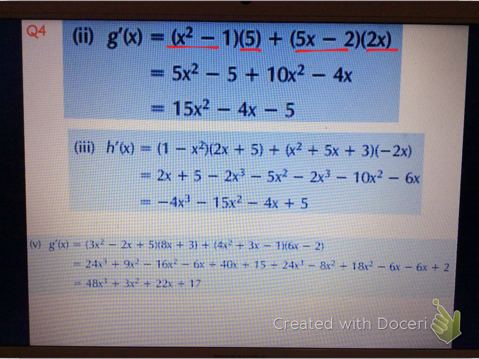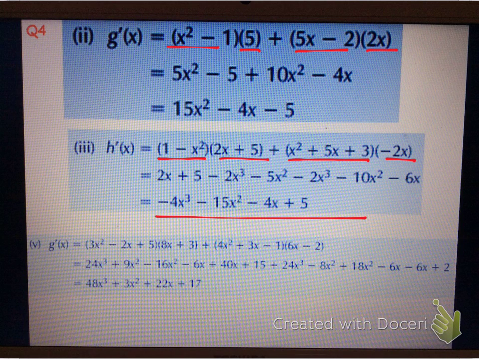Part 3 of that question. So your first bracket was 1 minus x squared. Your second bracket was x squared plus 5x plus 3. So again, u dv dx plus v du dx. So you've put it all into the formula, tidy it all up, group your like terms together and simplify it. And you get down as far as here.